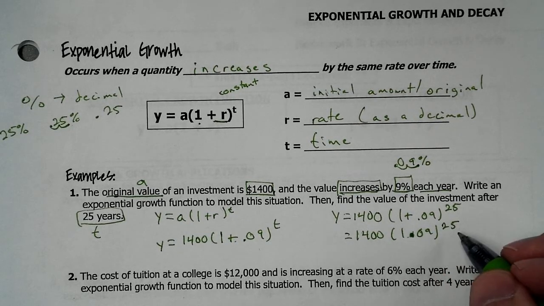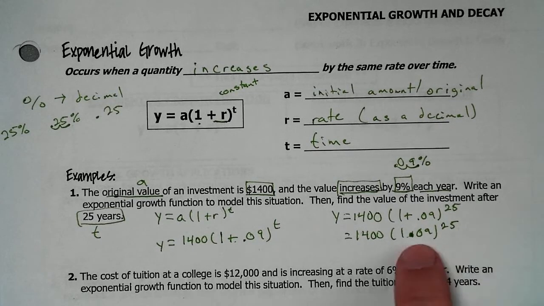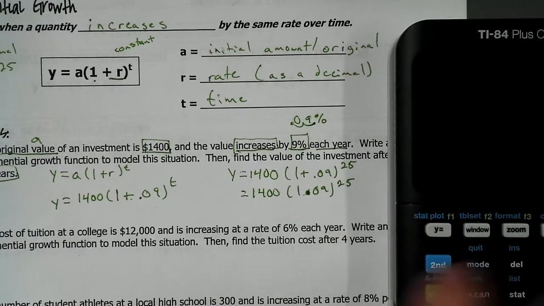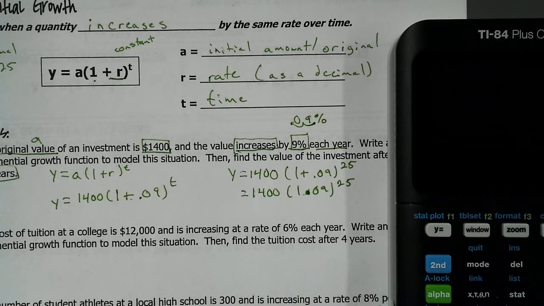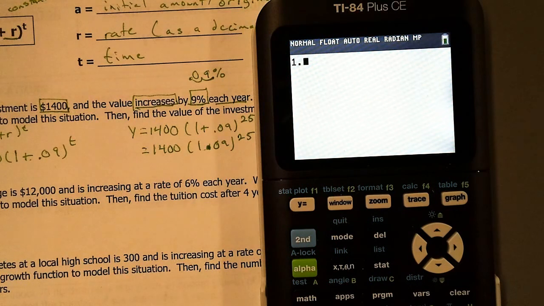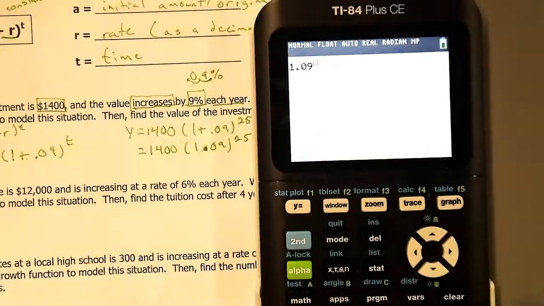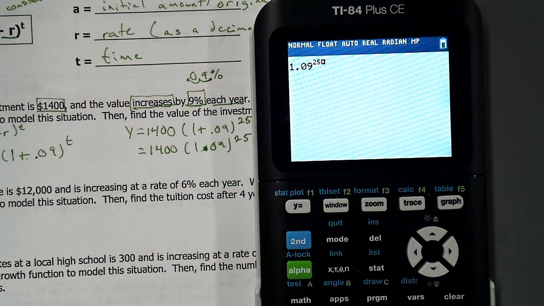After we do parentheses, then we do exponents. So we just do 1.09 to the 25th, and then multiply that by 1400. Remember, to get exponents other than 2, use this caret symbol, and then type in your exponent. And we have to multiply that by 1400.